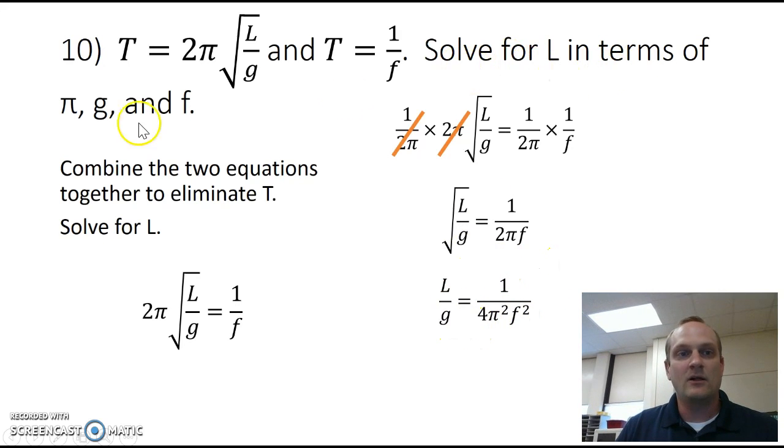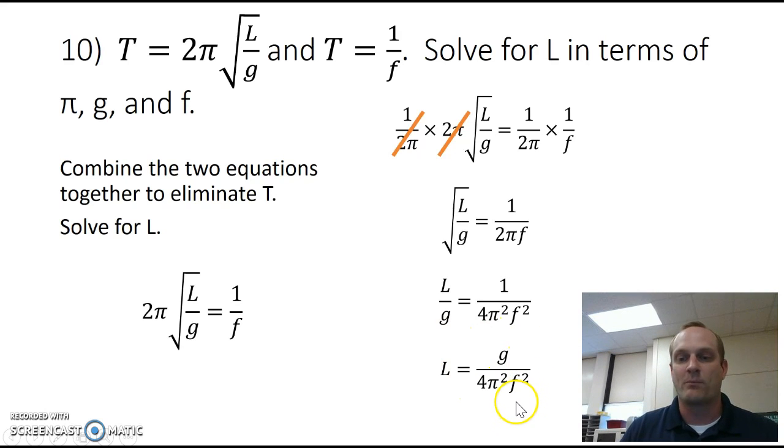Now I want L in terms of this other stuff, right? So I need to get rid of the g. g is on the bottom, so essentially I'm going to move it diagonally up there to the top, or you could think about that as being like multiplying both sides by g. And this is going to be your final answer here. L equals g over 4 pi squared f squared.